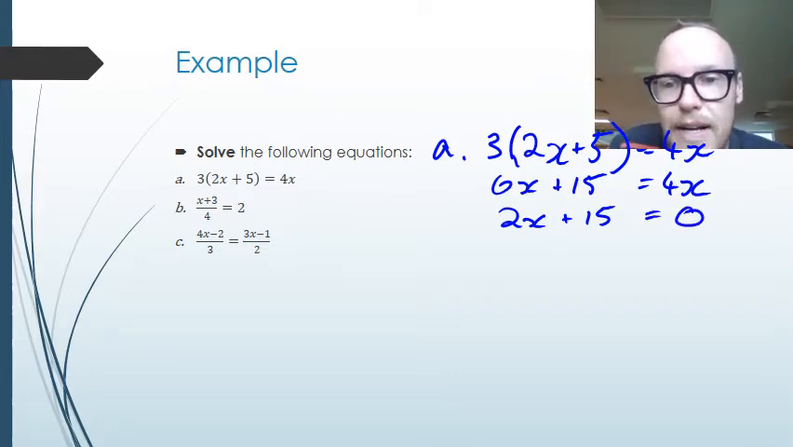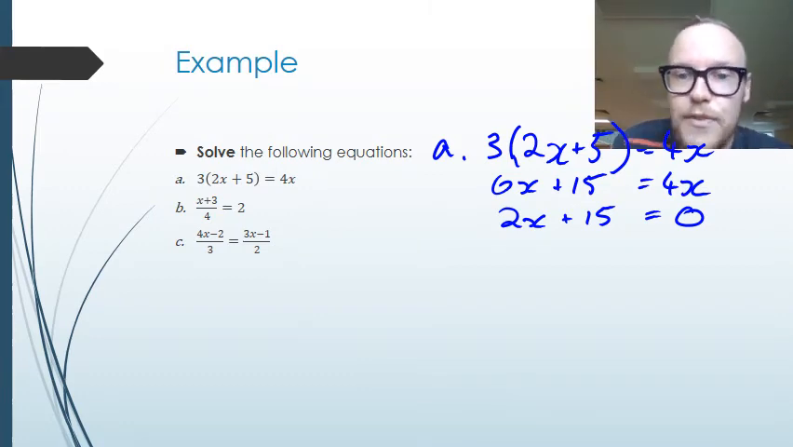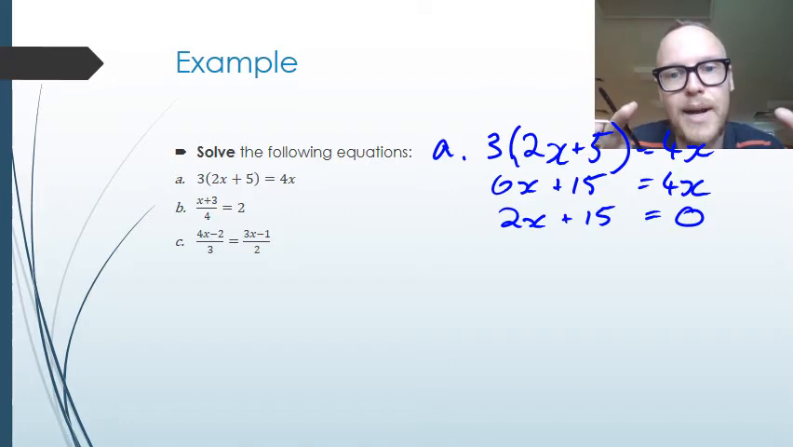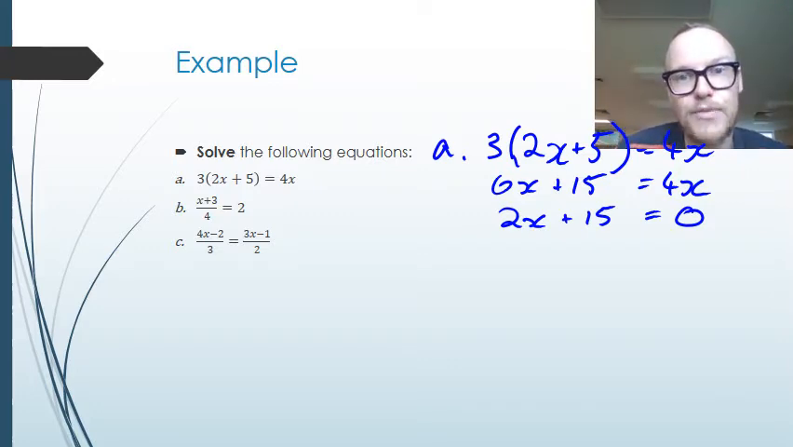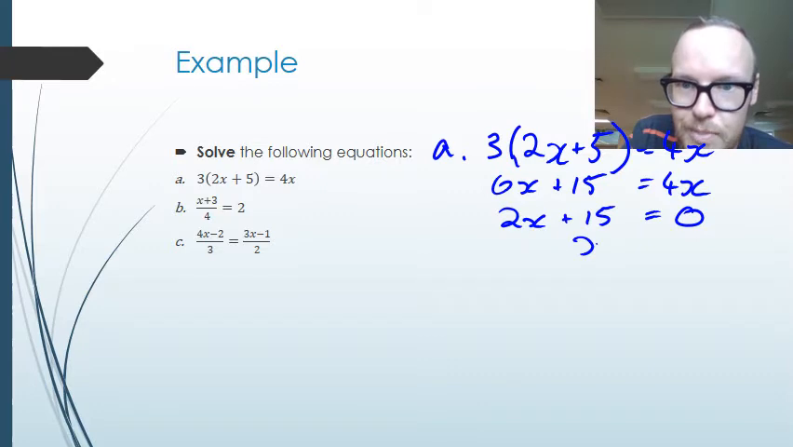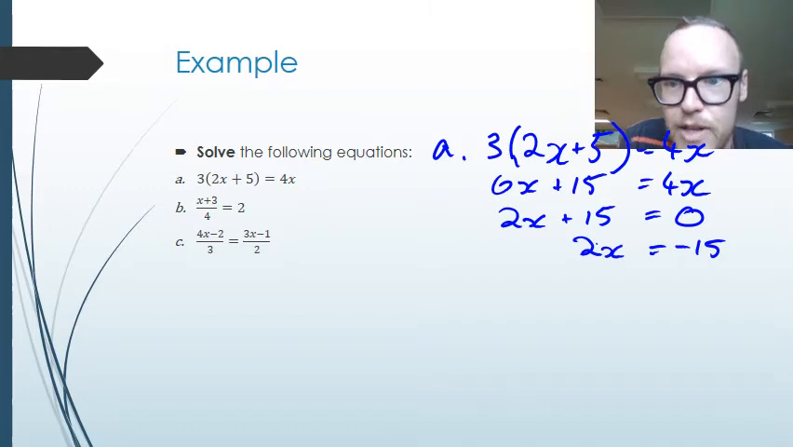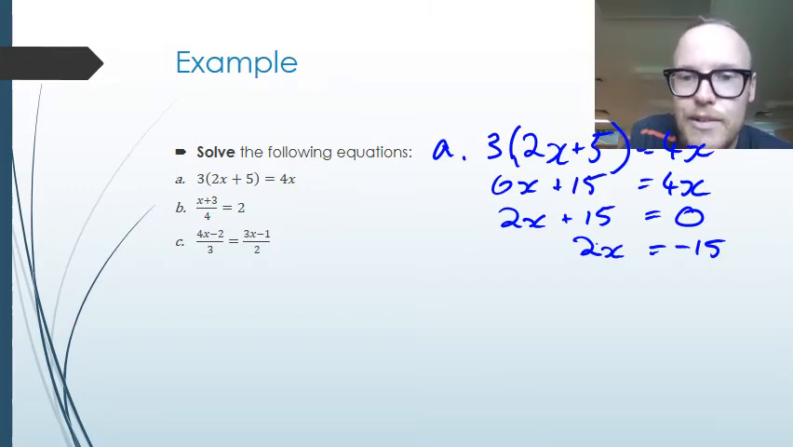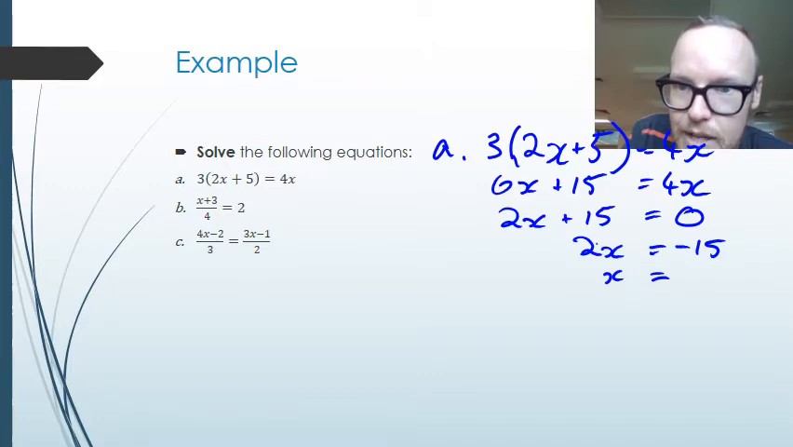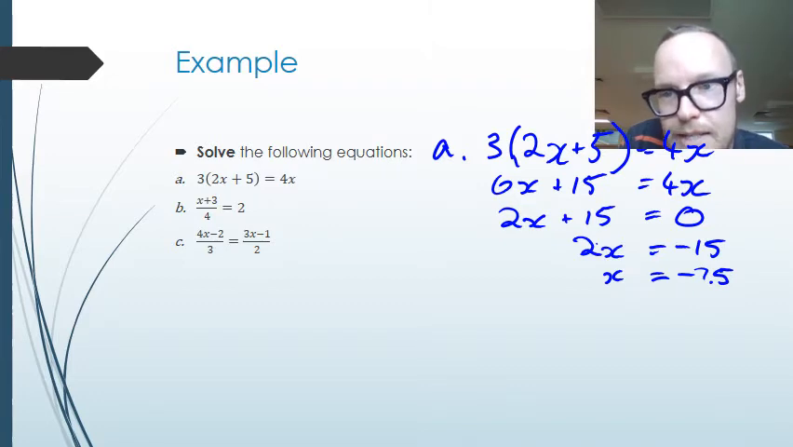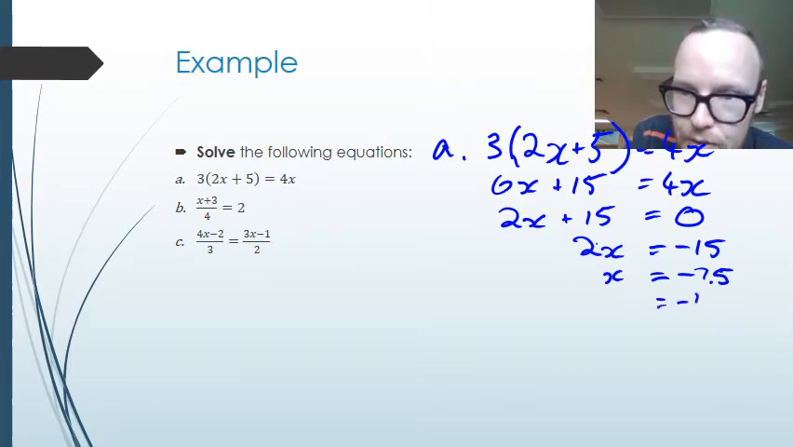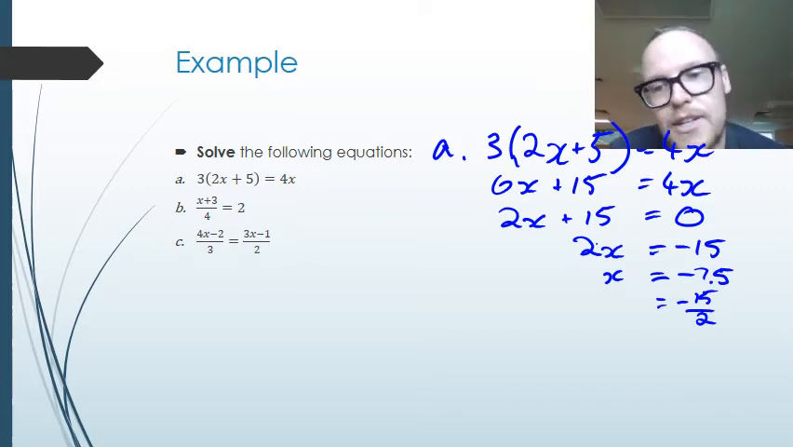Having a look at simplifying this further, I could subtract 15 from both sides to make sure I'm separating out the variables and all of the other constants. If I subtract 15 from both sides, I'll get 2x equals negative 15. Then I can divide both sides by 2 and I'll get x equals negative 7.5. I can express that as a decimal, or expressing negative 15 over 2 as a fraction in its simplest form is also acceptable. Either of those answers would be fine.